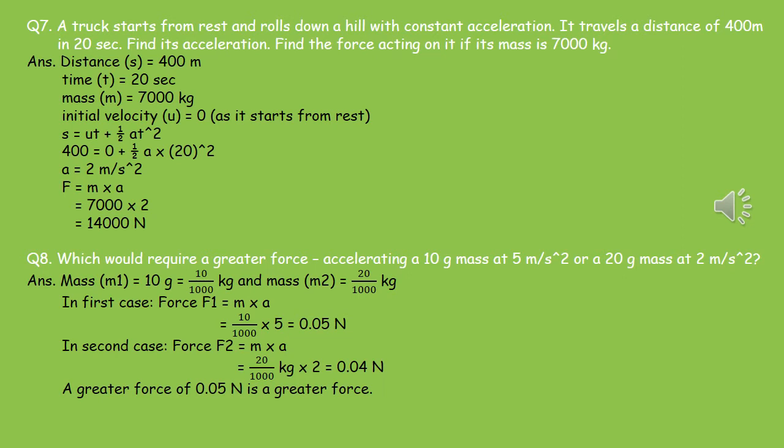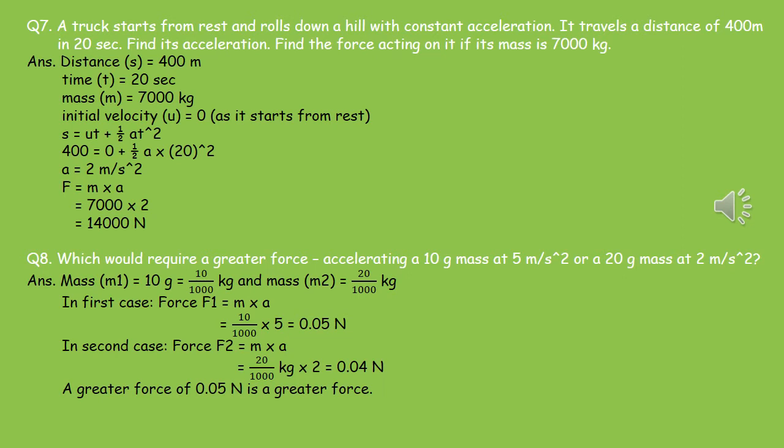Question number 8. Which would require a greater force: accelerating a 10 gram mass at 5 meter per second square, or a 20 gram mass at 2 meter per second square? Remember, both the masses are given in gram, which is not an SI unit, so we need some conversion. We know that when converting from gram to kg, we divide by 1000. So 10 gram is equal to 10 by 1000 kg, and 20 gram is equal to 20 by 1000 kg. You can reduce that also. I did not reduce. If you want to reduce, you can reduce at this stage.